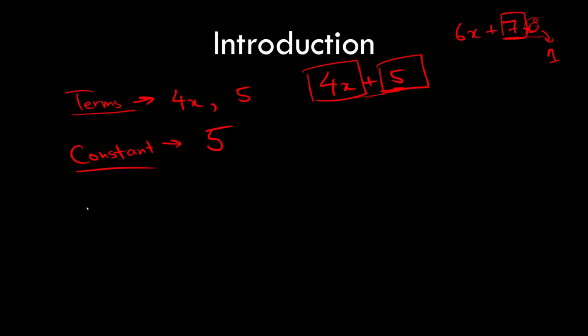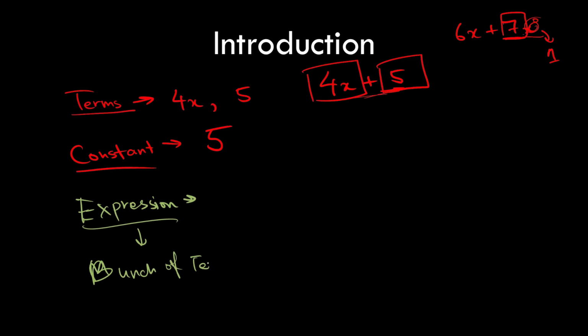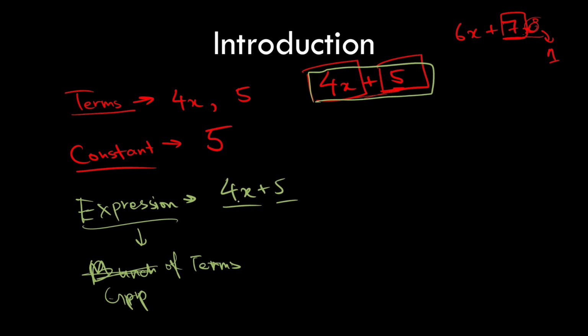Next is expression. Basically, an expression is a bunch of terms, like a group of terms. To be more precise, it can be a group of terms. For example, 4x plus 5 is an expression. It contains multiple terms.